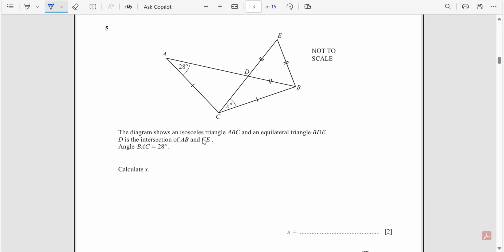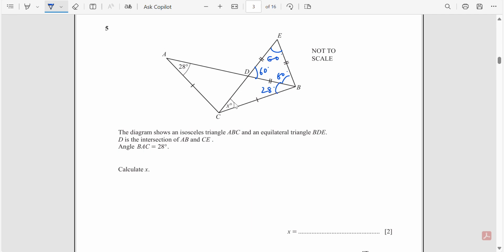The diagram shows an isosceles triangle ABC. Now, an isosceles triangle is when two sides are the same and two angles are the same. And in an equilateral triangle, all three sides are the same. So here, this is an equilateral triangle, so we know that its angles will be 60, 60, 60 because the sum of all angles in a triangle is 180, and when you divide 180 by 3, you get 60. Now, this is an isosceles triangle, so if this is 28, this will also be 28.